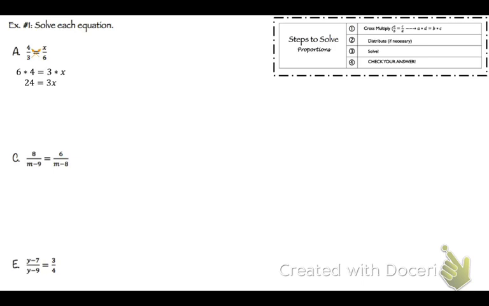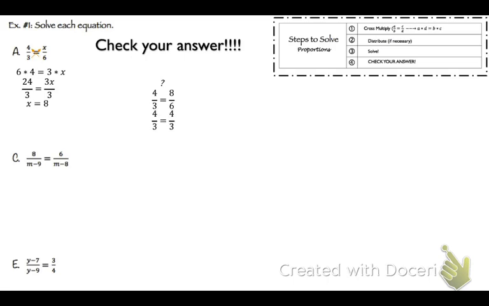Then I could distribute if necessary. There's nothing to distribute here though, so I'm not going to do that. And then I'm going to solve. So to get that x by itself, you divide by 3. 3x divided by 3, you're left with just x. 24 divided by 3 is 8. So you get x equals 8. And then we have to check our answer. So I'm going to plug in that 8 for the x and see if those equal each other. 8/6 reduces to 4/3, so it does. So we're good on that.